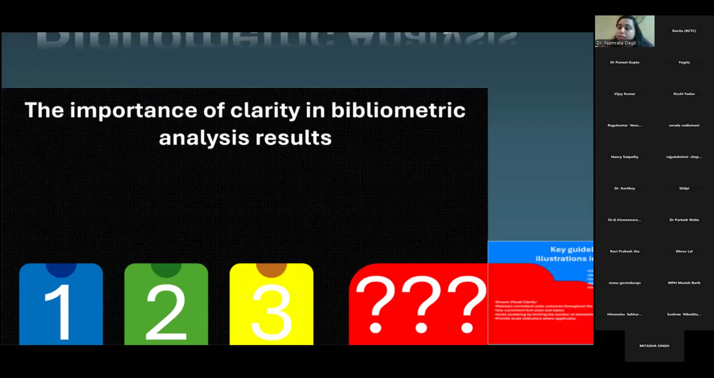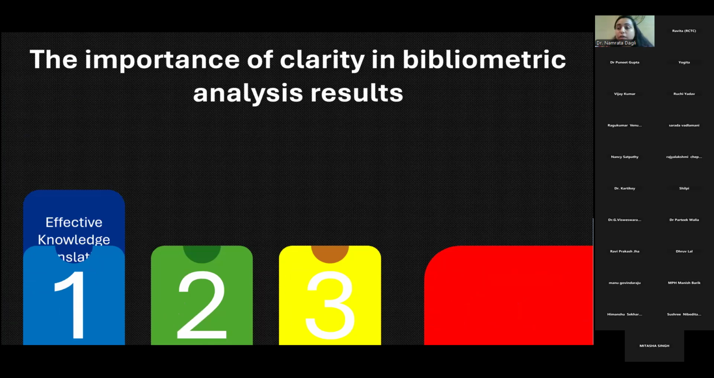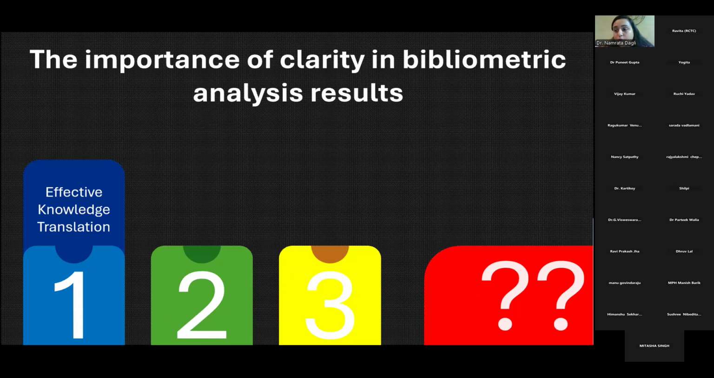The clarity is required because of effective knowledge translation. Many researchers who are not familiar with bibliometric analysis are not able to interpret the graphs and network analysis visualizations. So to effectively translate our knowledge, what we're trying to share, we need to write the results section very clearly.